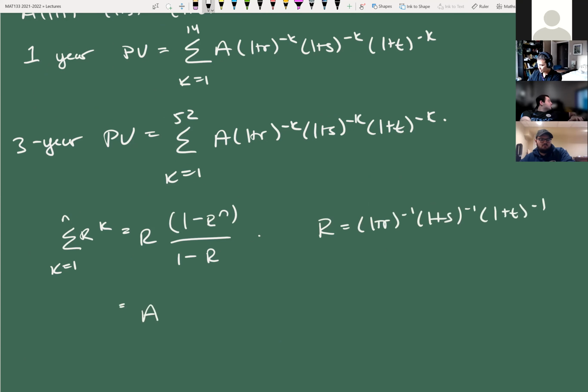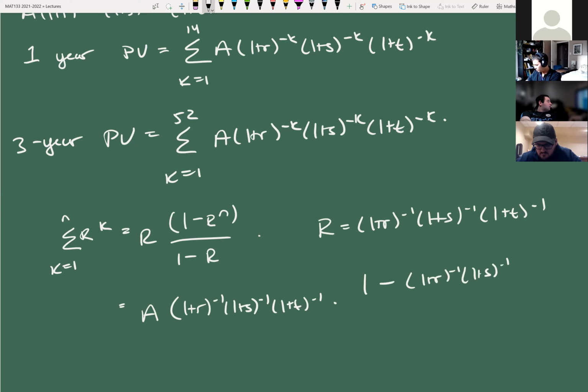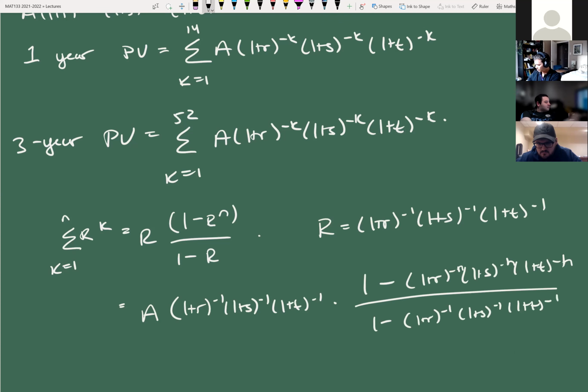So I would get a times this thing. I don't want to write it out. 1 plus s to the negative 1, 1 plus t to the negative 1 times 1 minus that thing again, to the n, divided by 1 minus 1 plus r to the negative 1, 1 plus s to the negative 1, 1 plus t to the negative 1, like that, right?